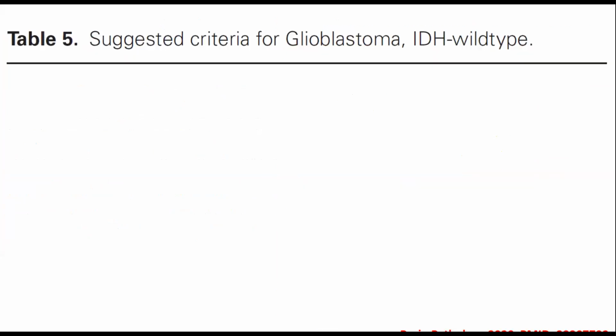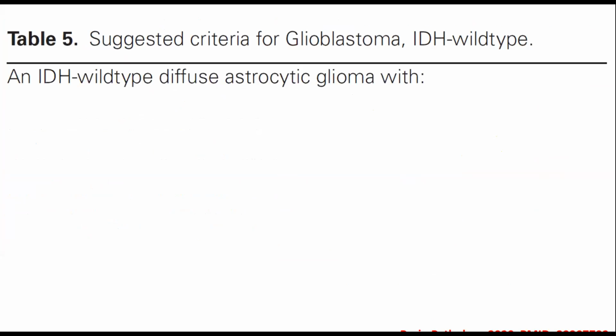All right, there's the paragraph. It says see table 5. Here's table 5, suggested criteria which will be adopted in the WHO 2020 for making this diagnosis. An IDH wild type diffuse astrocytic glioma. Let me add here, in an adult. Pediatric tumors are different, and we will discuss those on September 11, which will be the next conference. That's going to be the next WHO thing that we're going to talk about.